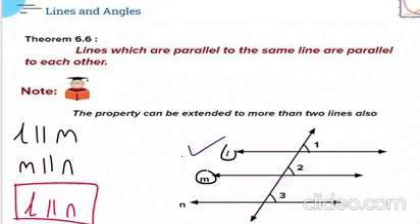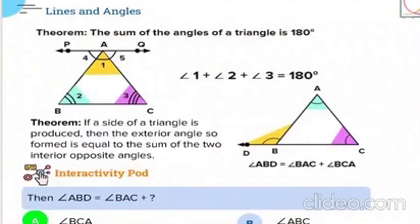This is what theorem 6.6 says, that this L and N will also be parallel to one another, and the angles which will be there, they will also be there. Now, next is the theorem for the sum of angles in a triangle. So we know that in a triangle, what is the angle sum? Angle sum is always 180 degrees. The sum of three angles in a triangle will always be 180 degrees.